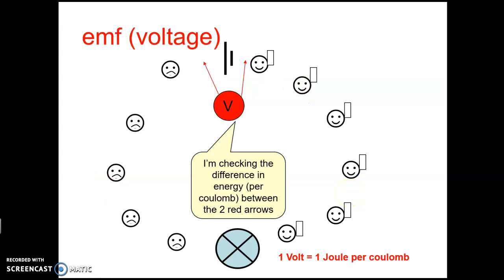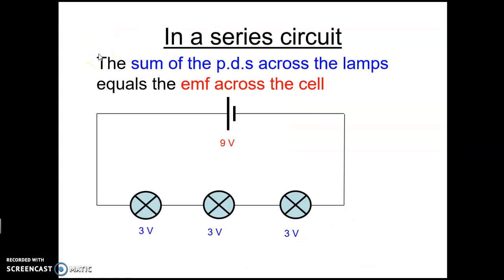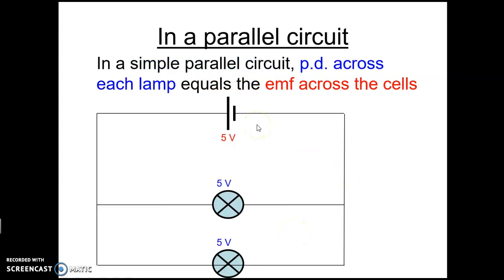We then looked at voltage. Don't forget, voltage measures the amount of energy per coulomb of charge that each coulomb receives, or each coulomb gives. If we're measuring the voltage across a cell, we call it the EMF. If we're measuring the voltage across a lamp, we call it PD. We did some experiments, we discovered that the opposite is true. So in a series circuit, the voltage splits. If you think about it, that makes sense. The electrons receive 9 joules of energy per coulomb. They give 3 to this one, 3 to this one, 3 to this one, so the energy is shared. A little bit harder to understand, but in a parallel circuit, the voltage is the same across each component.